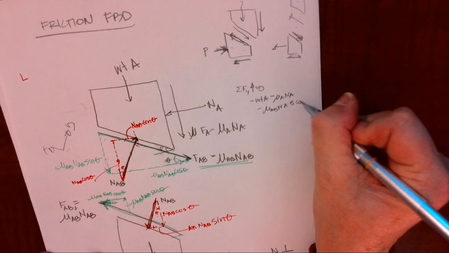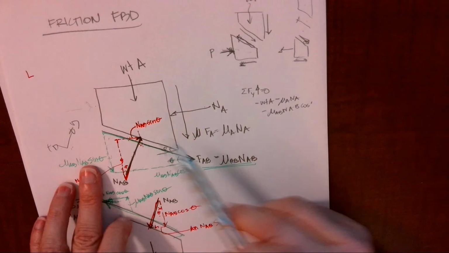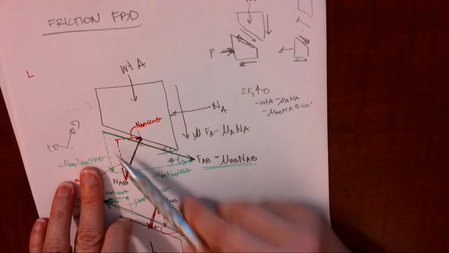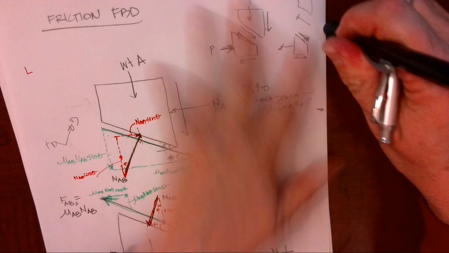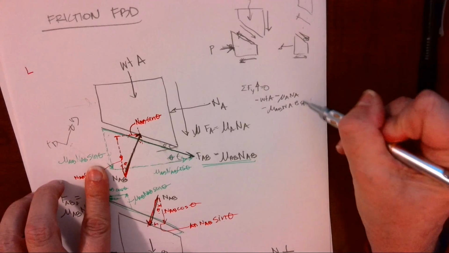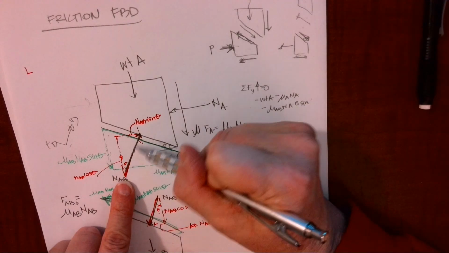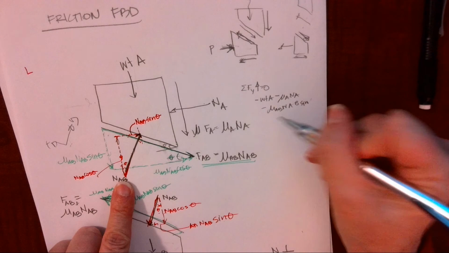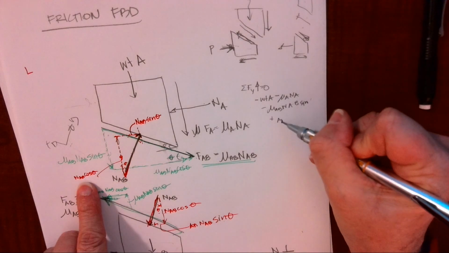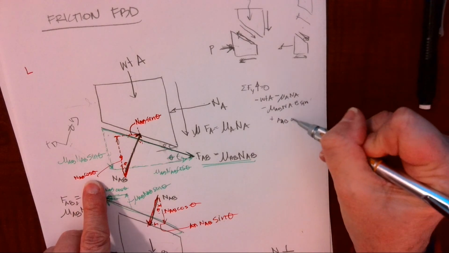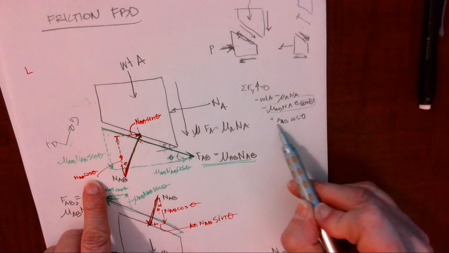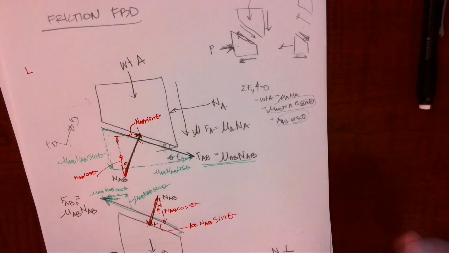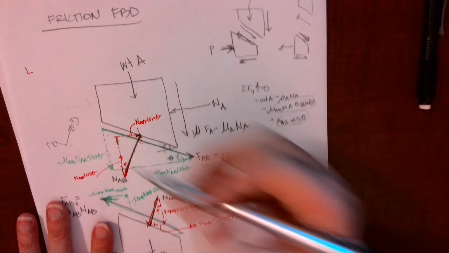Oh, sorry. Down sine theta. I even have it written out and I just can't follow my own directions. And then when I'm looking here, we're going up. So plus N AB cosine theta. And you can see that the friction is sine and the normal force is cosine. Those are always going to be opposite because my friction and my normal are perpendicular to each other.